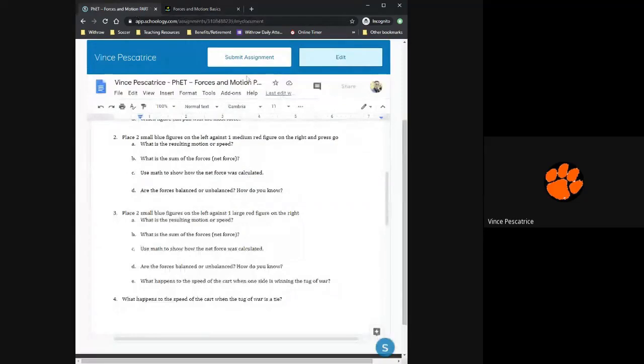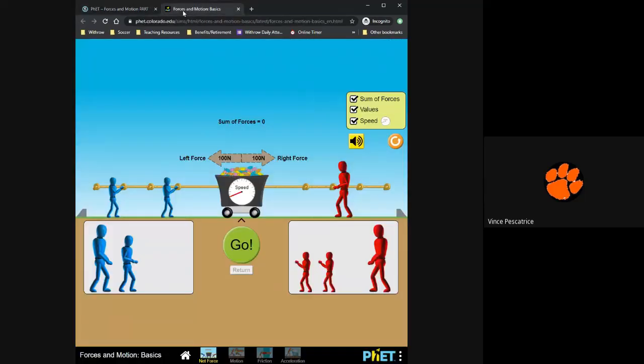So what happens when you hit go? What's the resulting motion when I hit go here? Good. They don't move. Very good. So that is the resulting motion. They do not move.